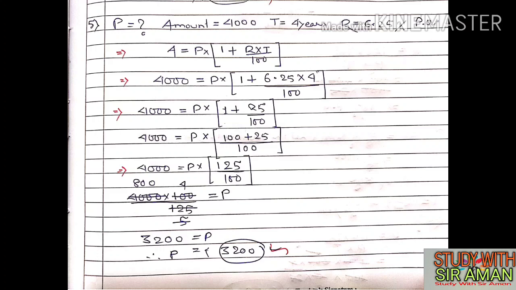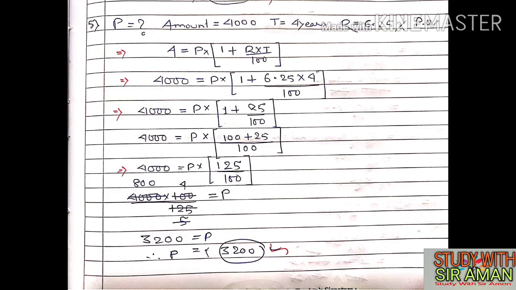So 1 plus 25 by 100. How to add? By taking LCM. Take LCM, 100. 100 will go up plus 25. So 4000 is equal to P into 125 by 100. Do cross multiplication. P will come 3200.